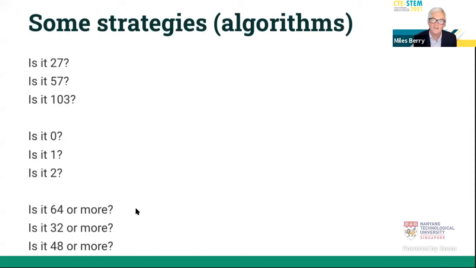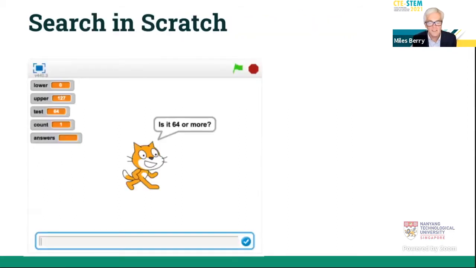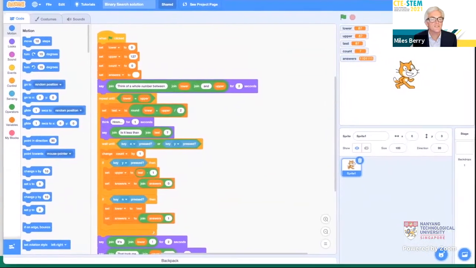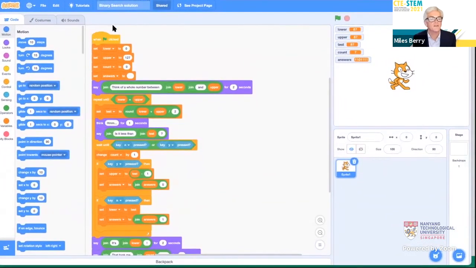Or we might start to come up with sort of 20 questions, yes, no, binary tree search approach to this. Is it 64 or more? Is it 32 or more? Is it 48 or more? All of which can be programmed in the primary context. So we can play this game in Scratch very easily. So here's my attempt at binary search in Scratch. Let's go with the number 42 here. I'm thinking of a whole number between 0 and 127.